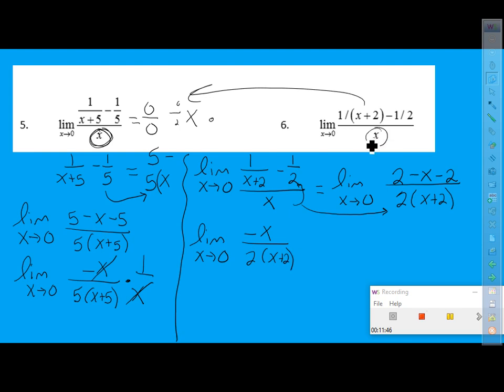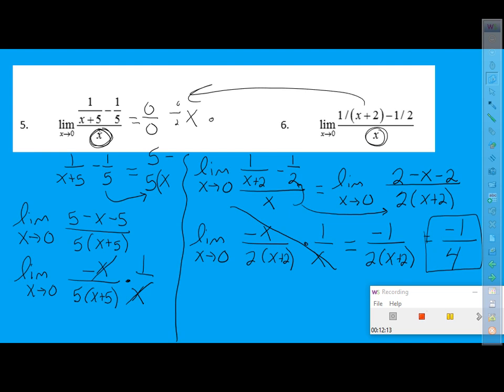Now I'm finally going to take care of that divided by x by going times 1 over x. So I'm going to get negative 1 over 2 times x plus 2. So at this moment, I just removed 0 over 0. Now I can plug in 0, leaving me negative 1 over 2 times 2 is 4. So there's my limit as I approach 0 on number 6 there.